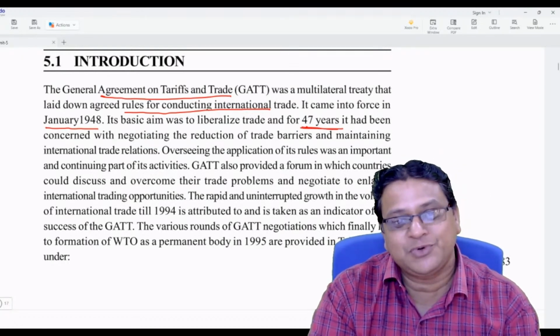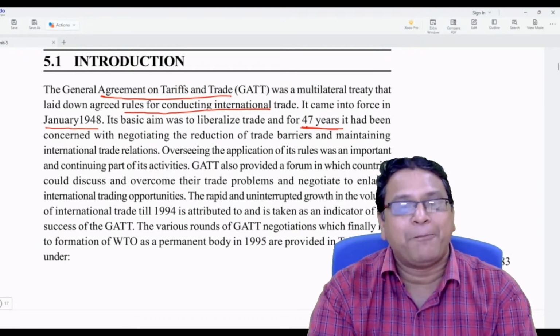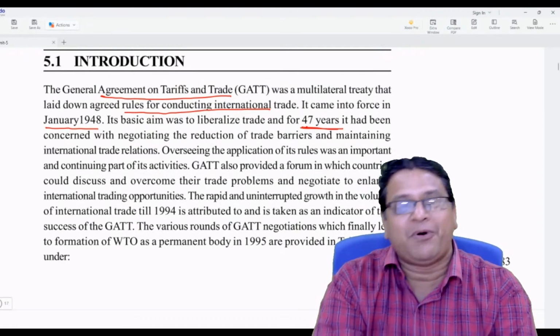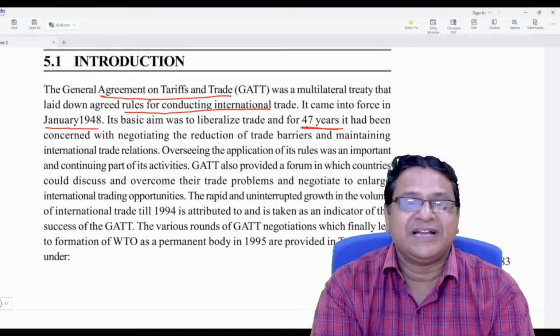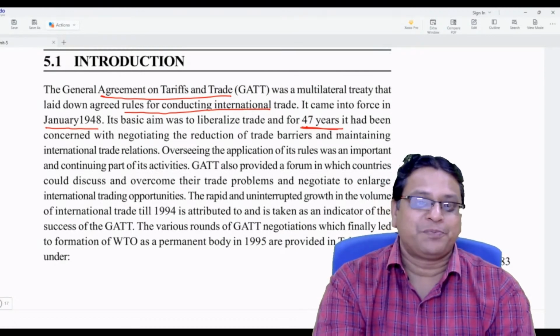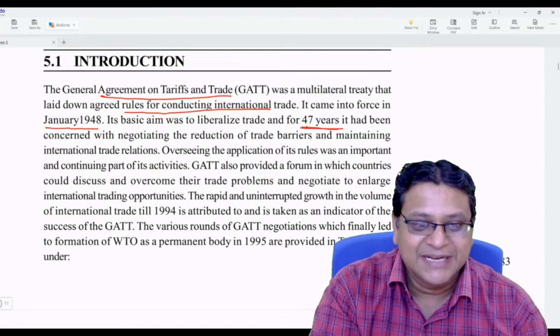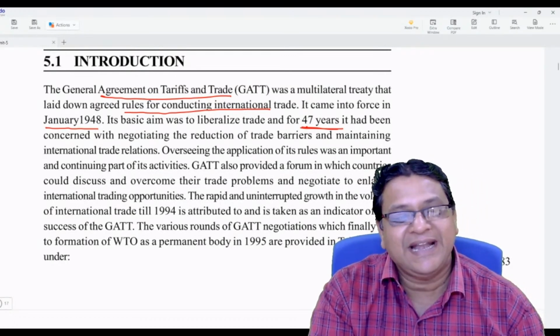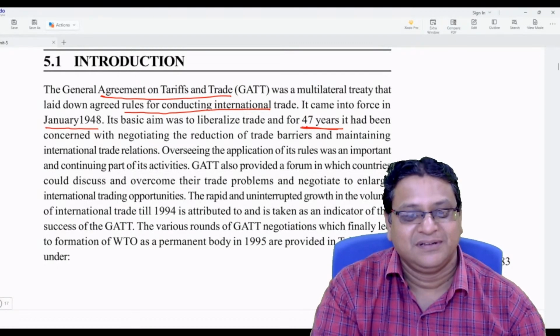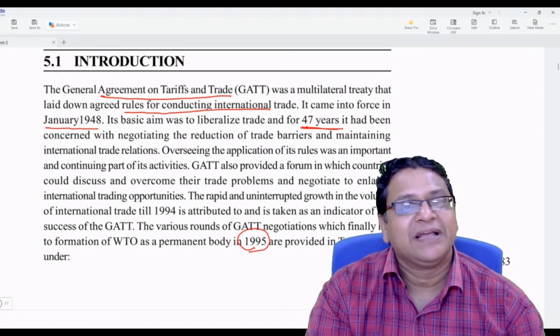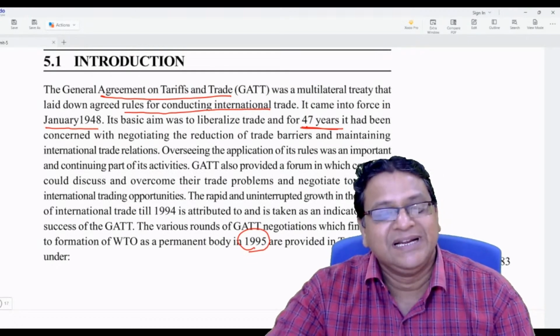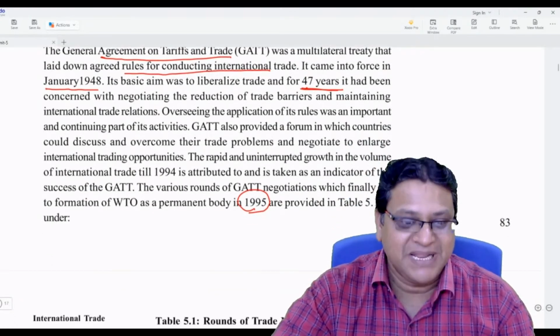GATT was framed to frame ITO, but ITO could not be formed. Instead of ITO, another institution formed, that is known as WTO. So from 1948 to 1995, the GATT agreement was the prominent agreement within which international trade was taking place.